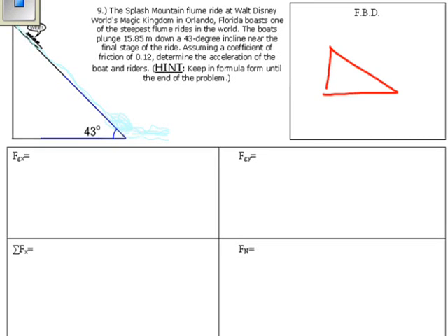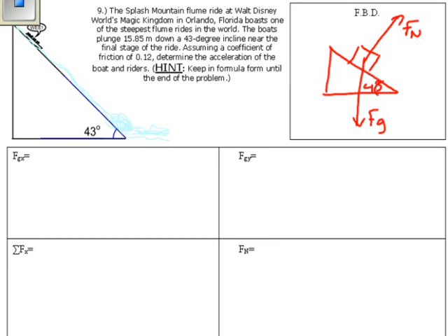Okay, so in order to start this problem, we have to draw a free body diagram. All force problems, we have to draw a free body diagram. So I've set up the incline, and I've drawn my box, which represents the flume ride, and I've drawn towards the center of the earth the force of gravity.